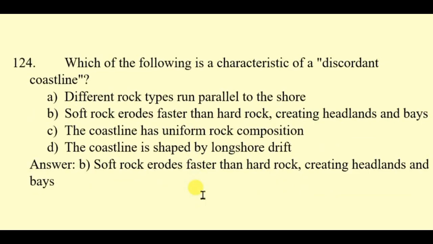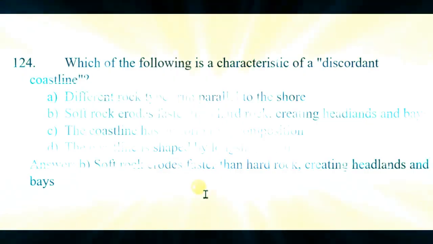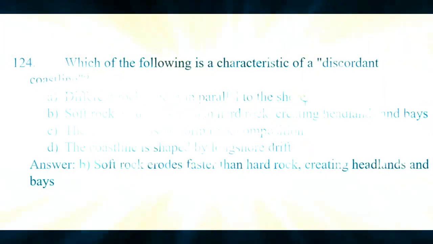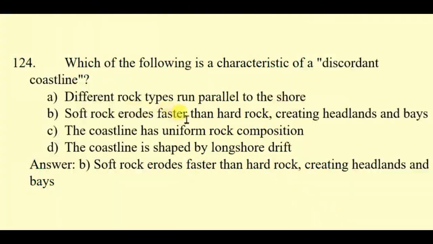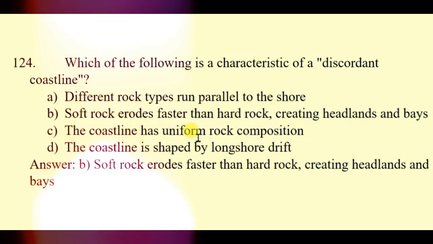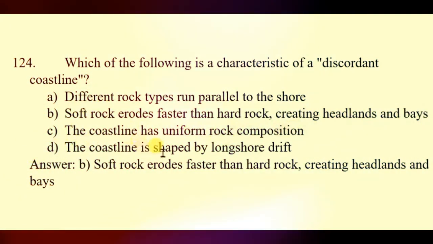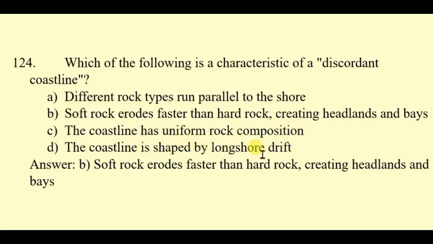Question 124. Which of the following is the characteristic of a discordant coastline? Different rock types run parallel to the shore. Soft rock erodes faster than hard rock, creating headlands and bays. The coastline has uniform rock composition. The coastline is shaped by longshore drift. Here the correct answer will be soft rock erodes faster than hard rock, creating headlands and bays.